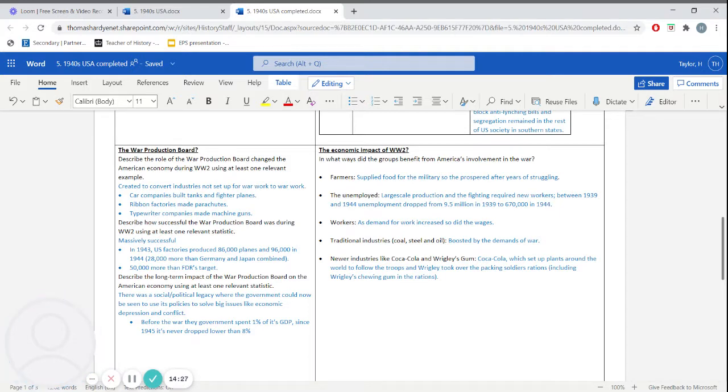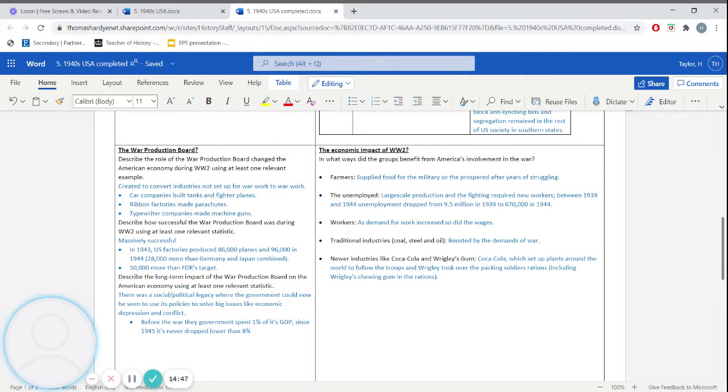Traditional industries such as coal, steel, and oil. These were boosted by the demands of the war. Materials like that aren't as useful in peacetime, particularly with new technologies coming in. These traditional industries hadn't been doing as well, but they got a boost from the war.